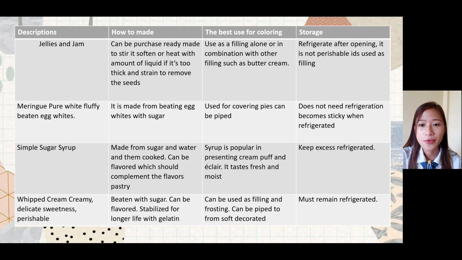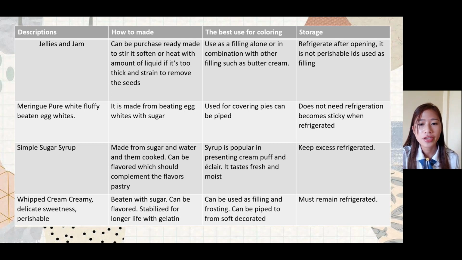This is meringue, pure white, fluffy beaten egg whites. Meringue is the egg whites and the sugar. That is what we call meringue. This is how to make it. It is made from beating egg whites with sugar.